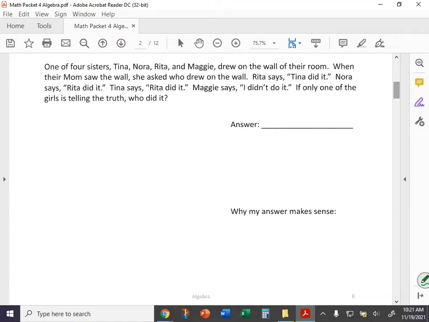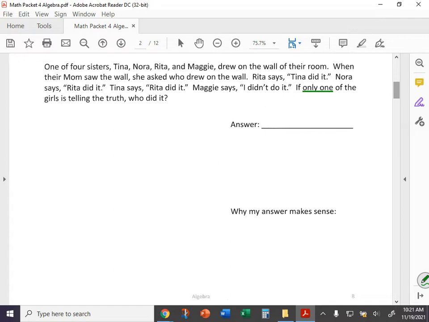One of 4 sisters, Tina, Nora, Rita, and Maggie, drew on the wall of their room. When their mom saw the wall, she asked who drew on it. Rita says Tina did it. Nora says Rita did it. Tina says Rita did it. Maggie says, I didn't do it. It wasn't me. Here's the key point. If only one of the girls is telling the truth, who did it?